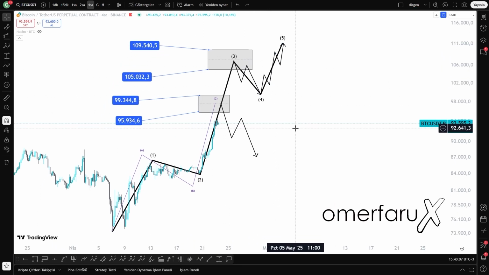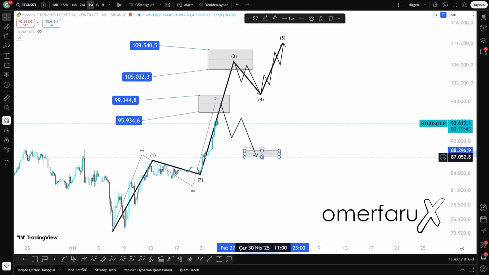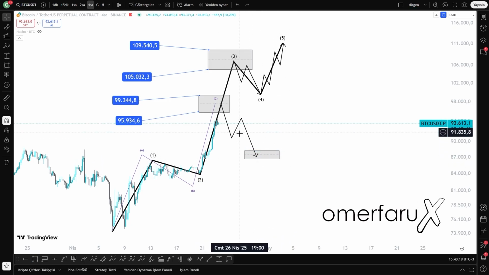If it comes to the 105,000 to 109,000 regions, I think that almost these regions can support us for the fourth wave. That is, there are two variations that may occur here.